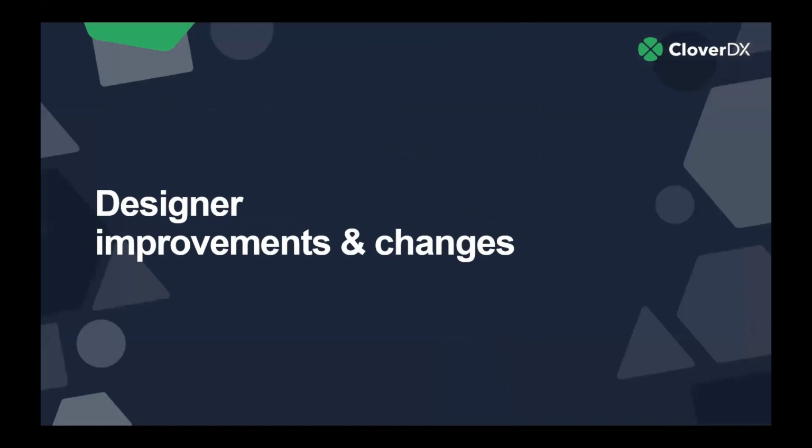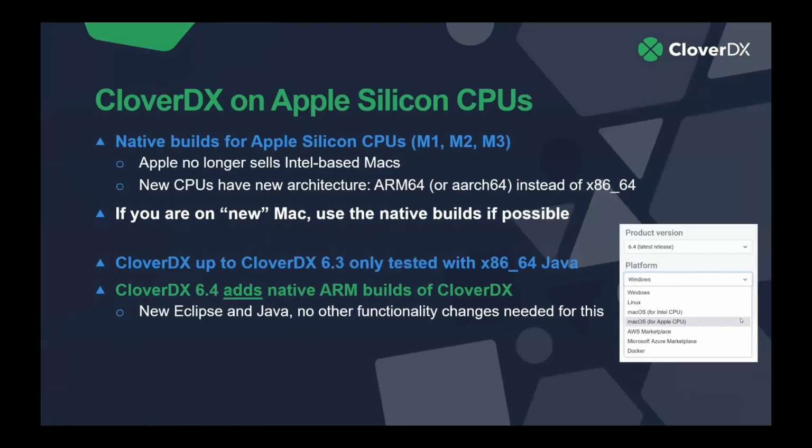As always, we have improvements in Designer as well. The first one is that we now provide native builds for Apple CPUs, M1, M2, and M3. Up until now, when you ran Designer, it was running within the Rosetta virtualization layer on Mac. Right now, or from this point, it's no longer necessary, so you can download a native build, which is actually recommended. If you have a newer Apple machine, please do so.